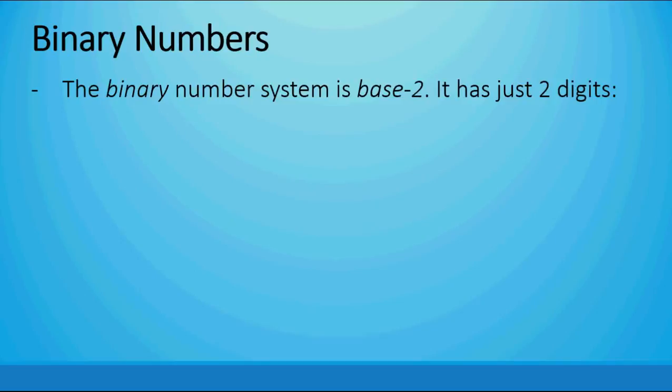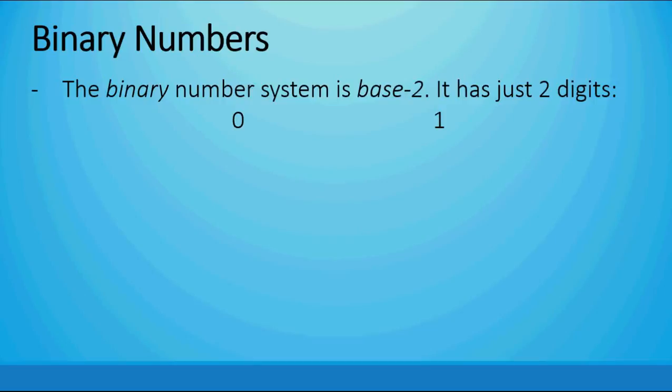They have 2 digits, because it's base 2, and it's binary, coming from the Latin bi, meaning 2. As I said, it has 2 digits. Now what are these 2 digits? You probably know, because you've probably heard of binary numbers. They are, of course, 0 and 1.